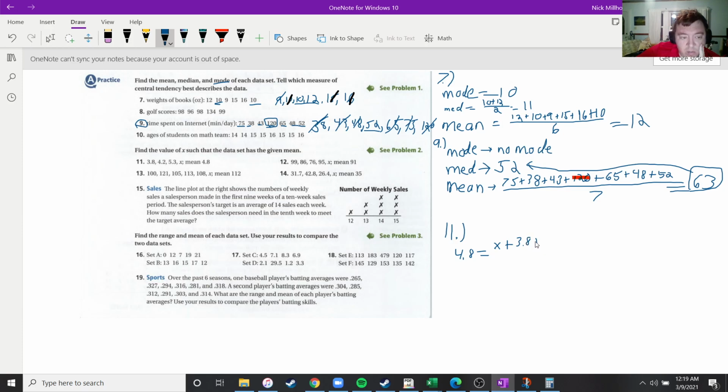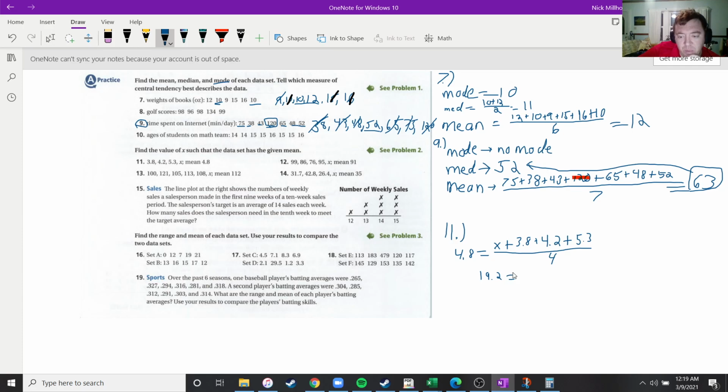x plus 3.8 plus 4.2 plus 5.3. And that's all we've got, right? 4 numbers. Yep. So we're going to divide it by 4. Now to solve this, we just kind of do it like we do any other algebraic question. First, let's multiply it by 4. So we're going to get 4.8 times 4, which is 19.2.